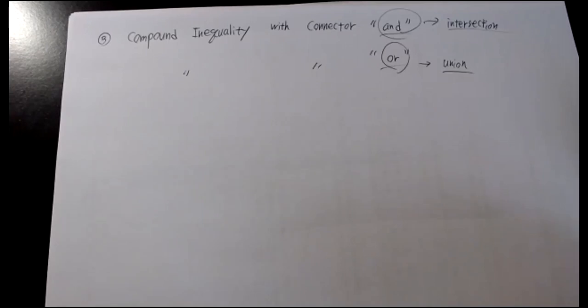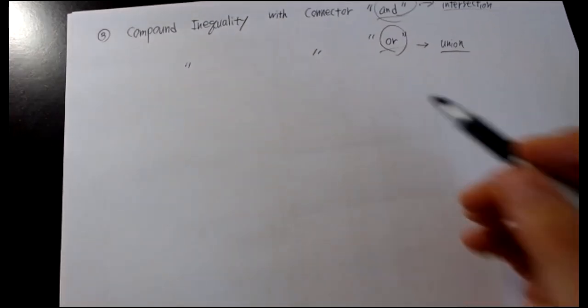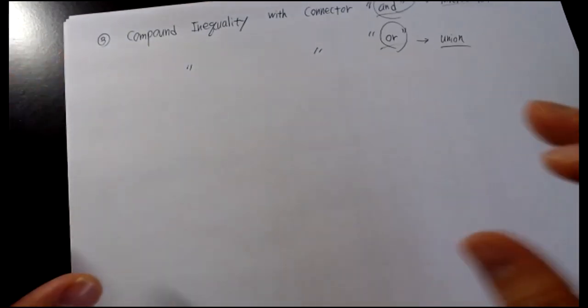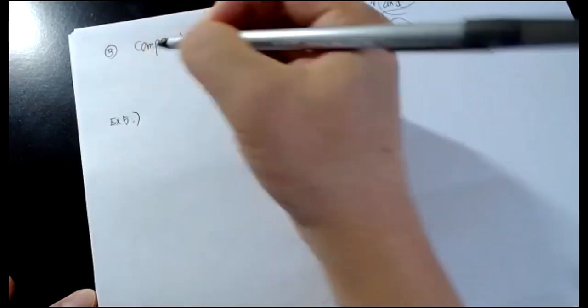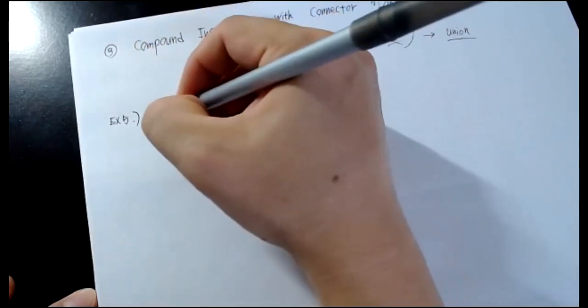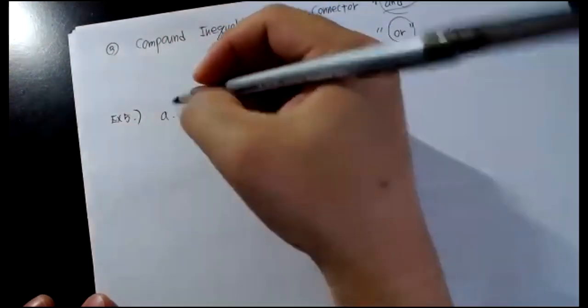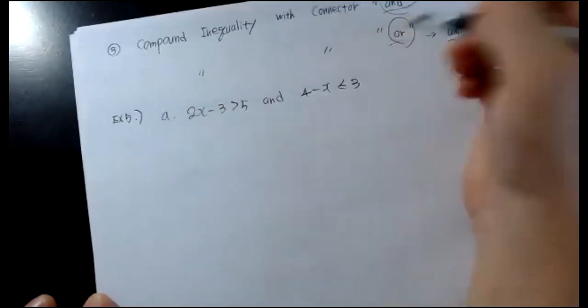Okay, so over here, I know it's a little bit abstract, so you don't get what that means. So let's see an example. Example 5 in the textbook. First one. The question is: solve each compound inequality. 2x minus 3 is greater than 5, and 4 minus x is less than or equal to 3.